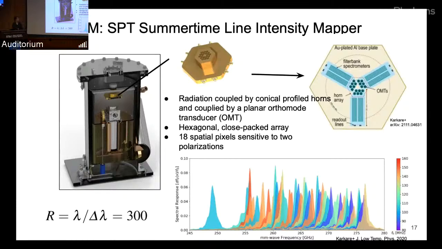Taking a closer look at our focal plane, the radiation is going to be coupled in by conical profiled horns coupled to planar orthomode transducers, OMTs, which is a very tested technology. And we'll have this hexagonal close-packed array that'll then go out to our filter bank spectrometers. And in each of these filter bank spectrometers, you'll see these overlapping channels in frequency space that give the characteristic frequency resolution that we need to do these redshift slices.